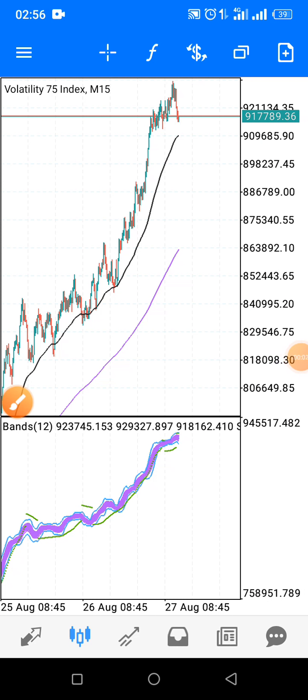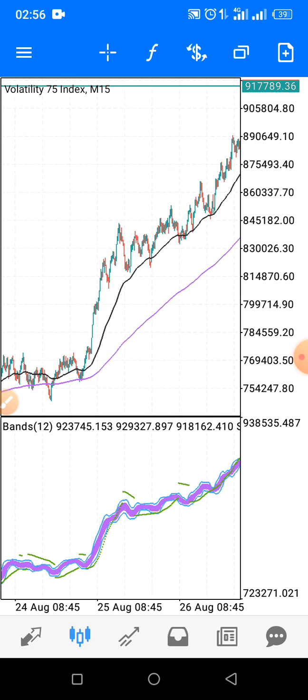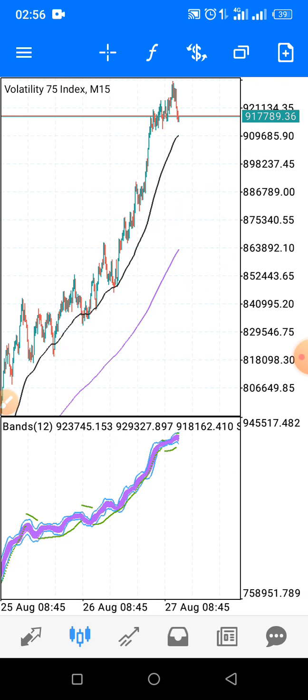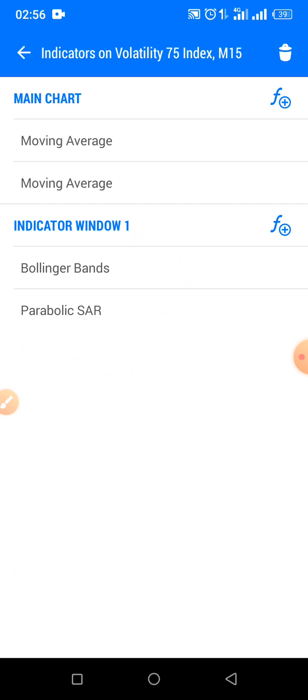So today I'm back again with another strategy that is gonna help you swing and scalp volatility indices on almost all time frames. Okay, so on this strategy we're gonna be using the 50 and 200 EMA on the main chart and the Bollinger Bands and the Parabolic SAR on the indicator window. So let me quickly show you the settings so we can jump right into it.